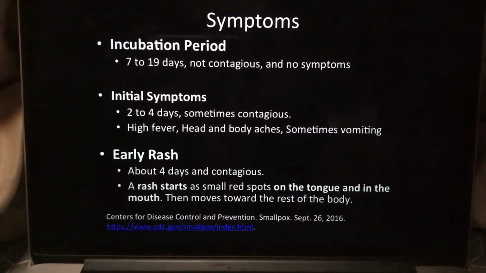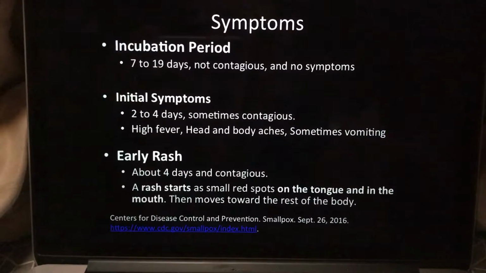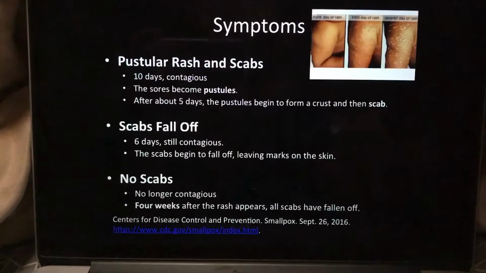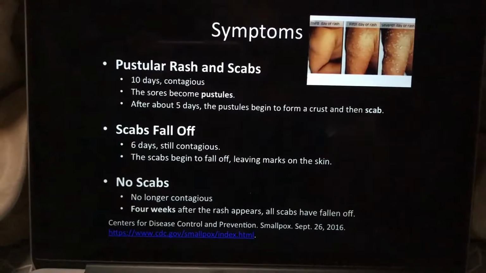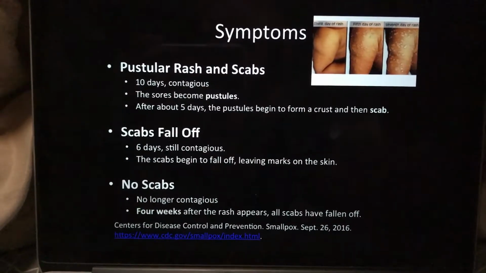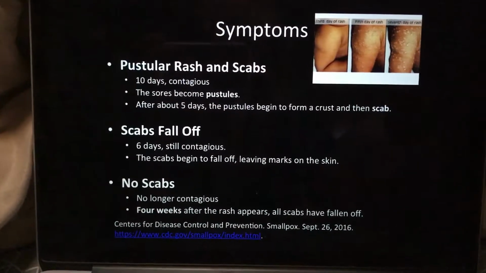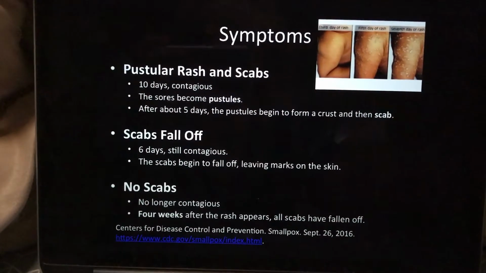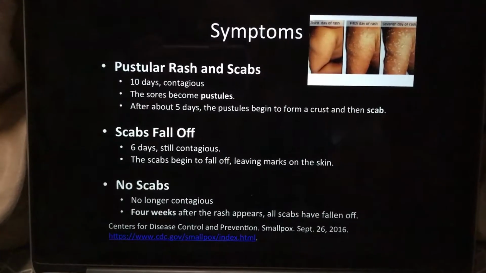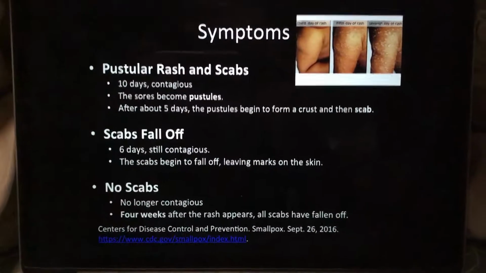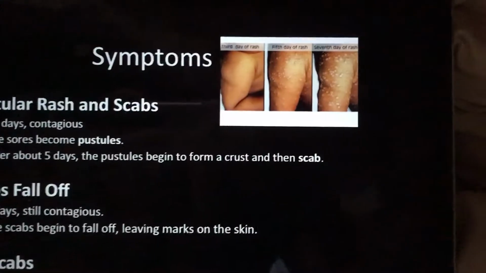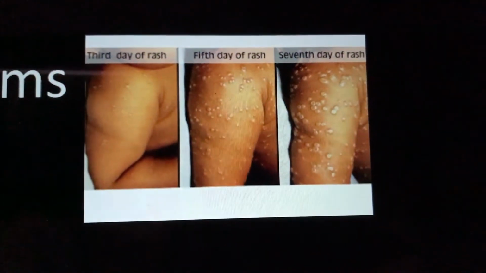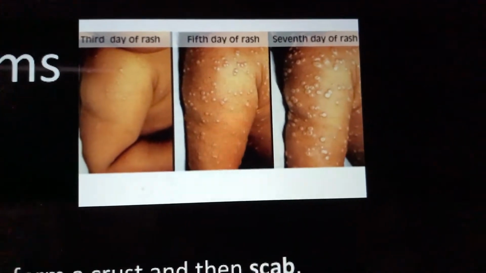This rash starts as small red spots on the tongue and in the mouth, and then moves down the extremities towards the hands and feet. After the initial rash, there becomes a pustular rash and scabs. This lasts about 10 days, and the person is then contagious. The sores become pustules, which are sharply raised, usually round and firm. They're like peas under the skin. I'm zooming in to show you guys a picture of what they can look like.